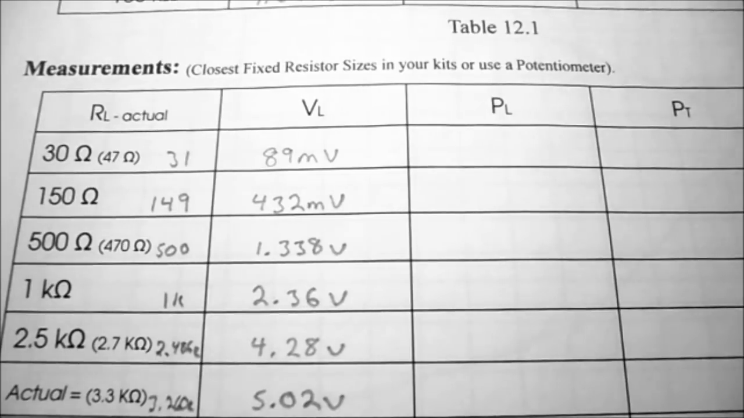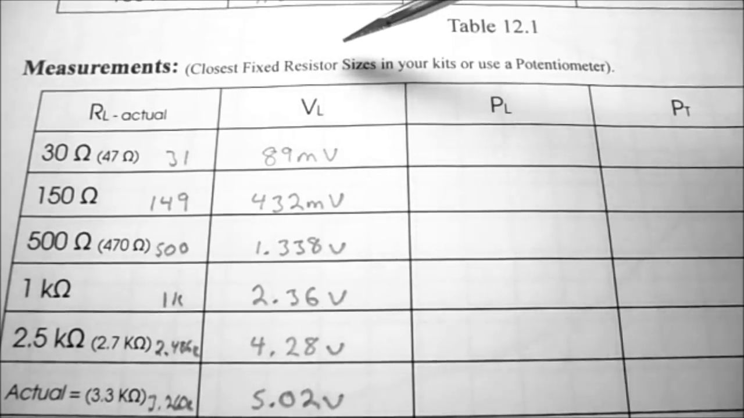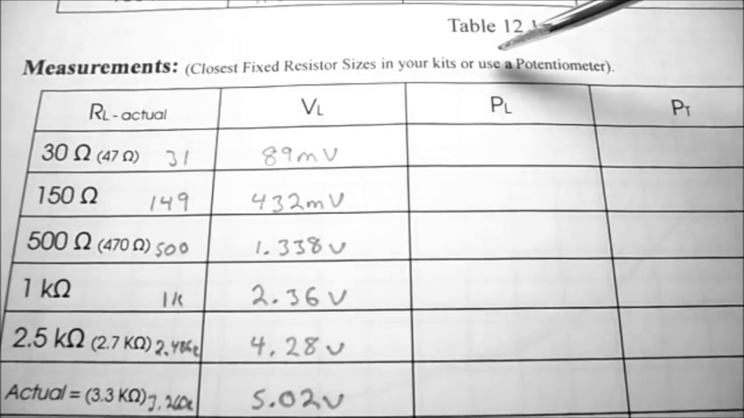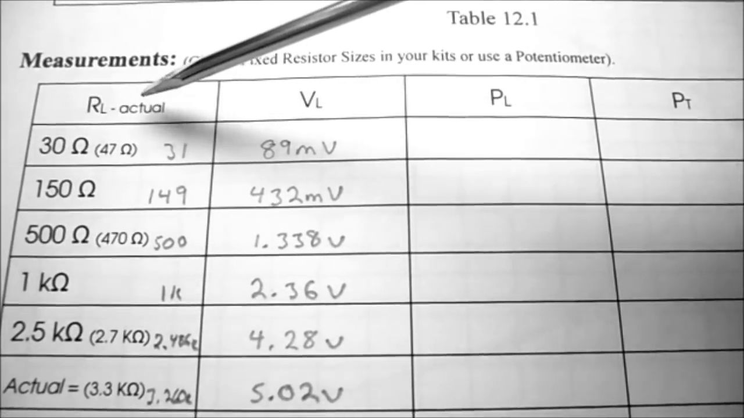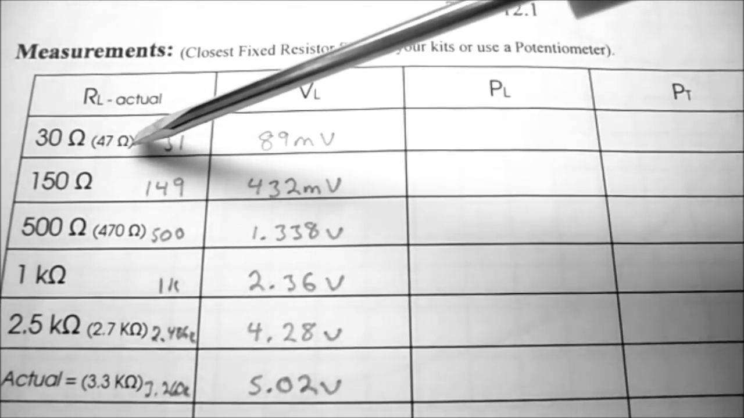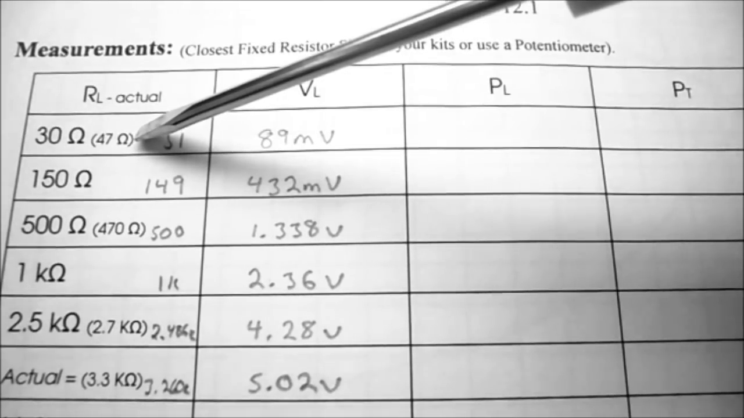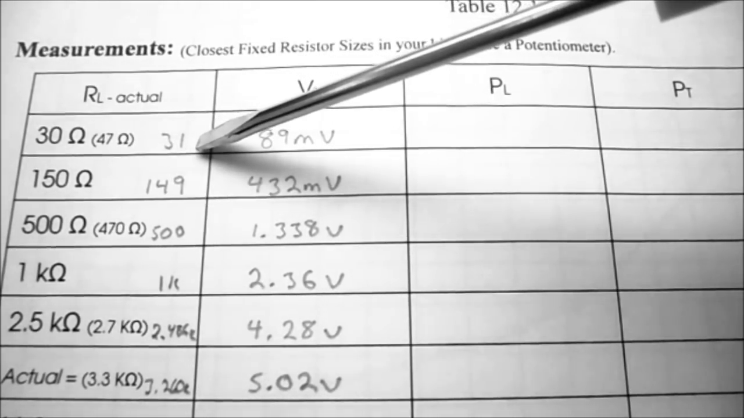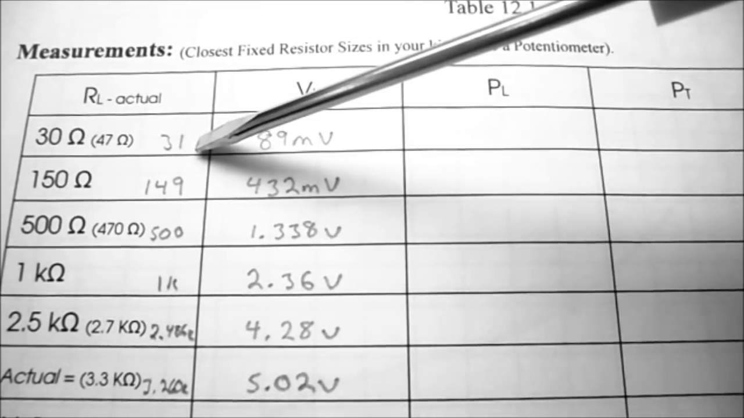So in table 12.2, for our measurements, I've said use the closest fixed resistor size in your kit or use a potentiometer. So for the first case where they want 30 ohms, your closest resistor size in your kit is 47 ohms. Regardless, if you use a potentiometer, make sure you measure the resistance first and record it because we need that for the power calculations.